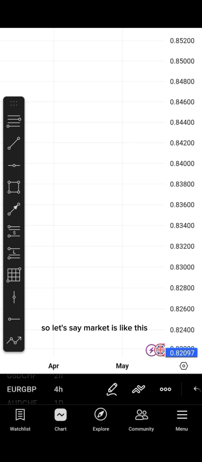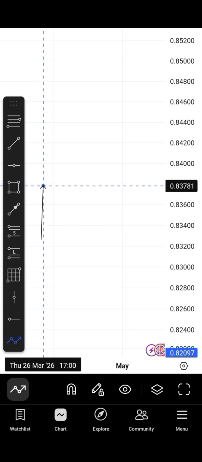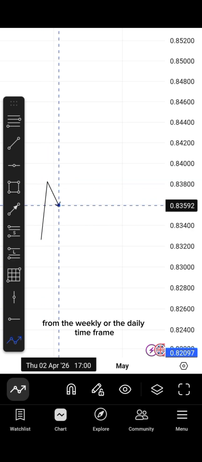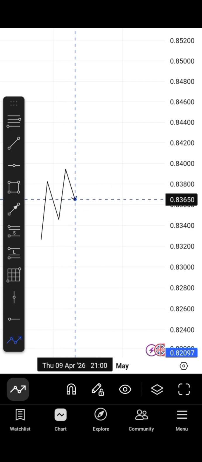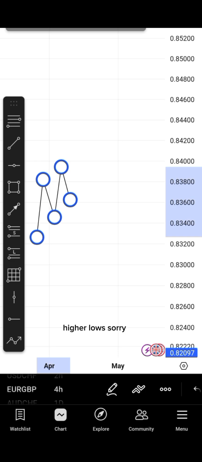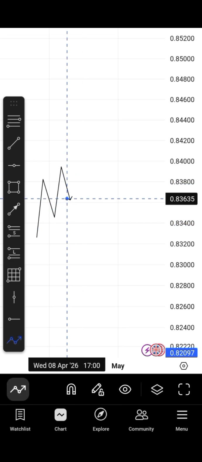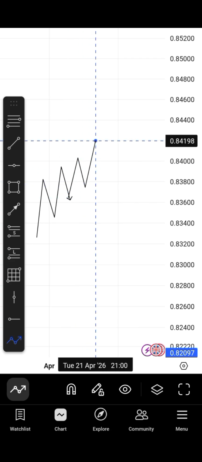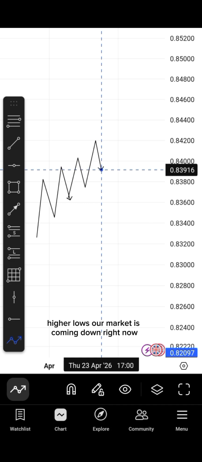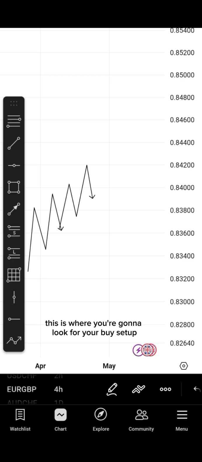So let's say the market is like this. This is a bullish market from the weekly or the daily time frame. Higher highs, higher lows, higher highs, higher lows. Our market is coming down, right? Now, what are you expected to do? This is where you're going to look for your buy setup, right? But you're not just going to take a buy from anywhere.